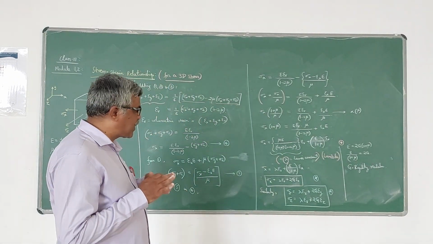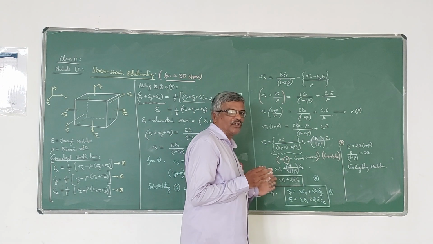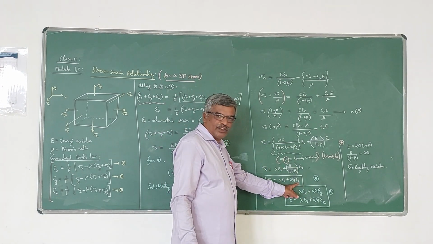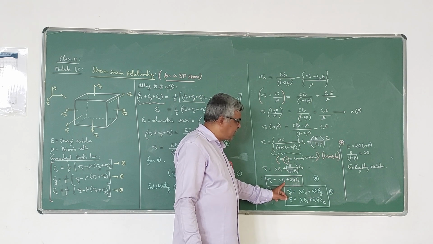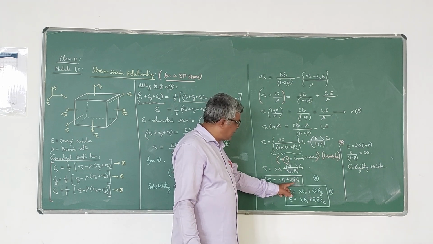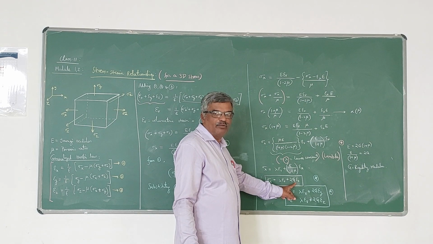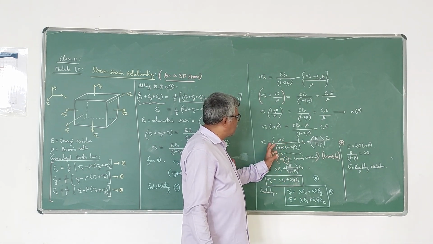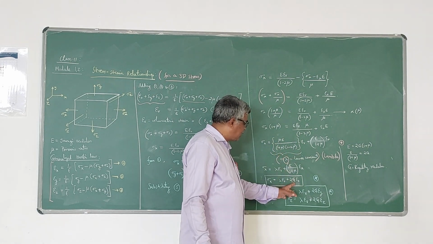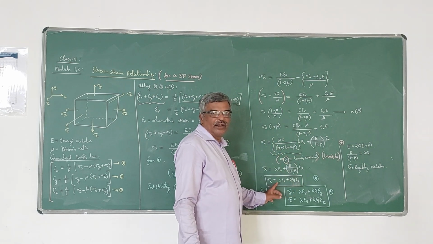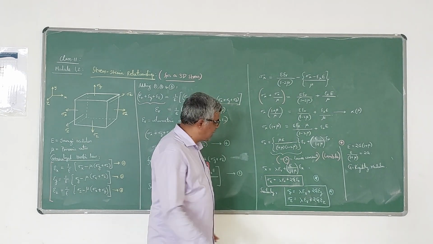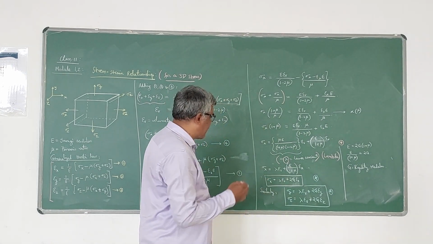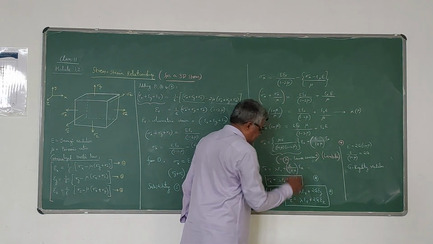So if you know the strain value, you can find out the stress value. Epsilon x you may be knowing, epsilon v you may be knowing, and the elastic constants G, E and mu you may be knowing. Once you know E and mu, you can find out this lambda, and once you substitute those things here, you can get the value of sigma x. This is called the stress-strain relationship: LHS stress is there, RHS strain is there.